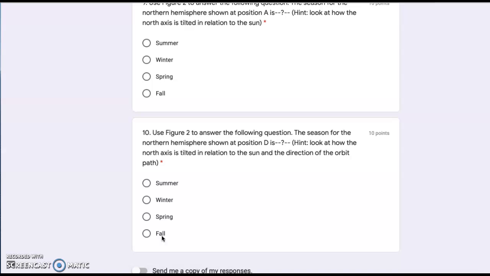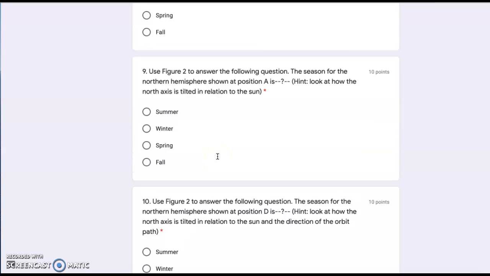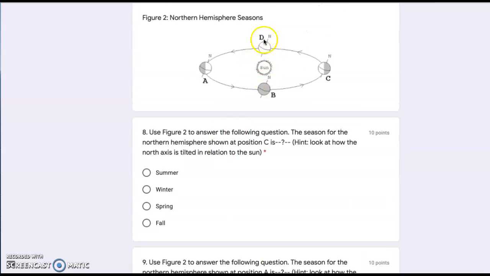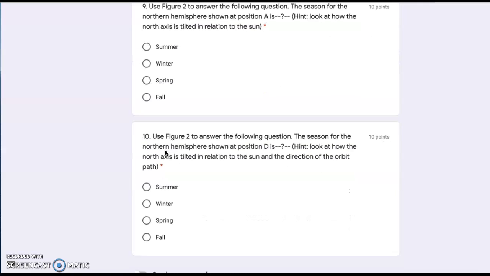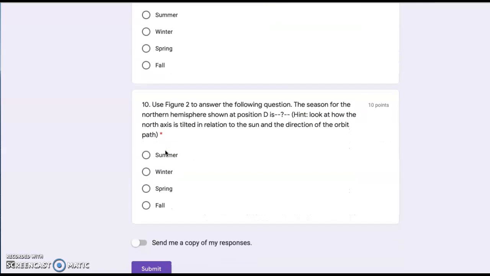And number 10. Use Figure 2 to answer the following question. The season for the northern hemisphere shown at position D is blank. Hint, look at how the north axis is tilted in relation to the sun and the direction of the orbit path. So position D is over this way. So is it summer, winter, spring, or fall?